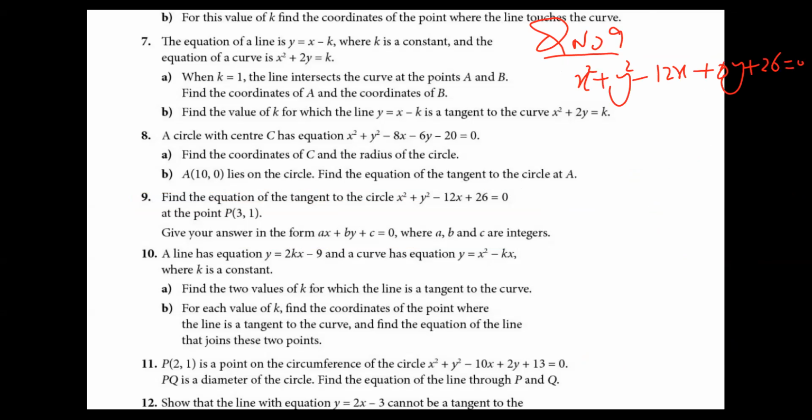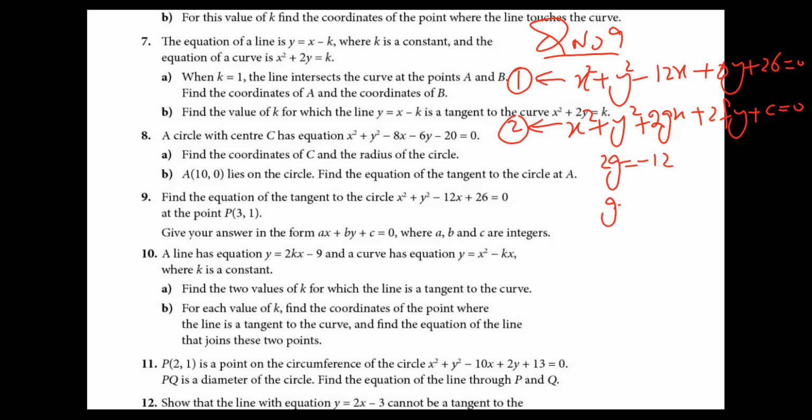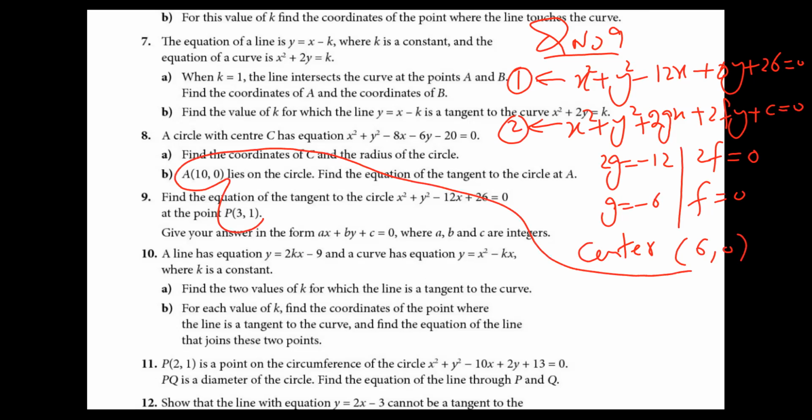If you compare this equation with x squared plus y squared plus 2gx plus 2fy plus c equals 0, equation 1 and equation 2, then 2g equals negative 12 and g becomes negative 6, and 2f equals 0, so f becomes 0. So what is the center? Change the signs of these. The center turns out to be 6, 0. Then the point P given is 3, 1.